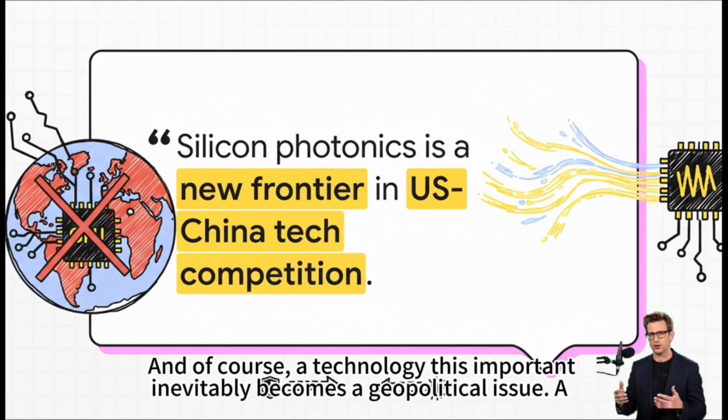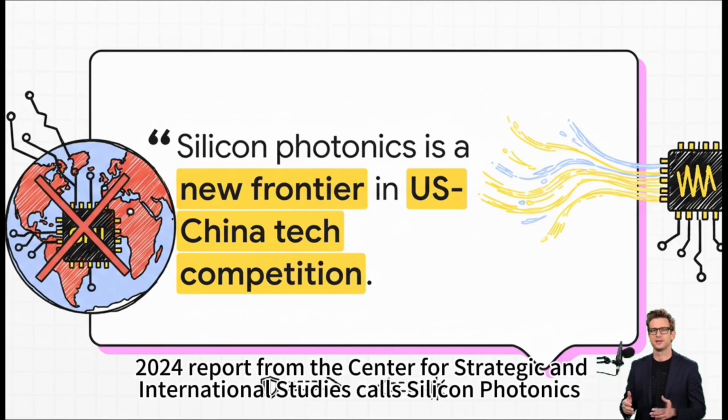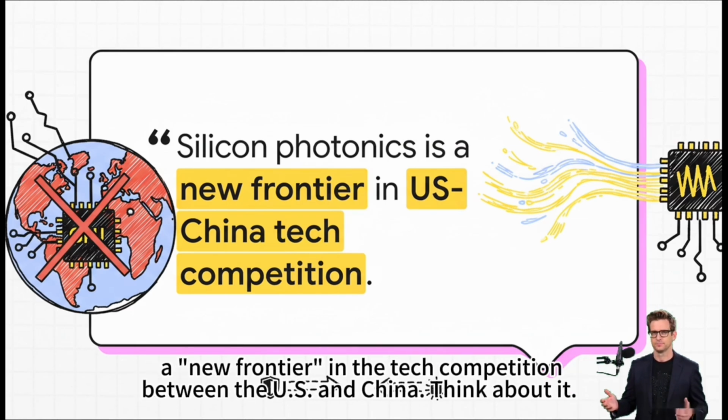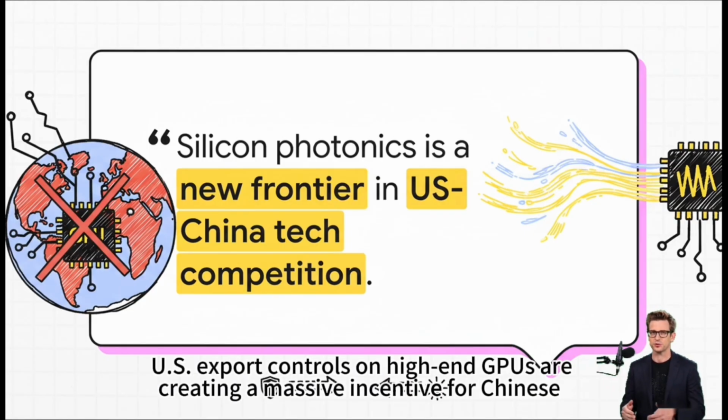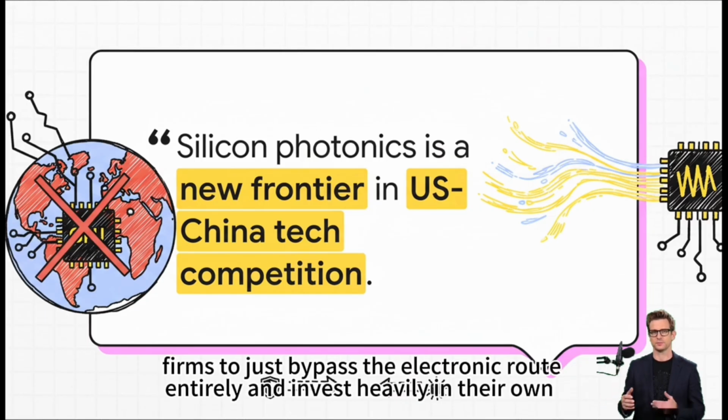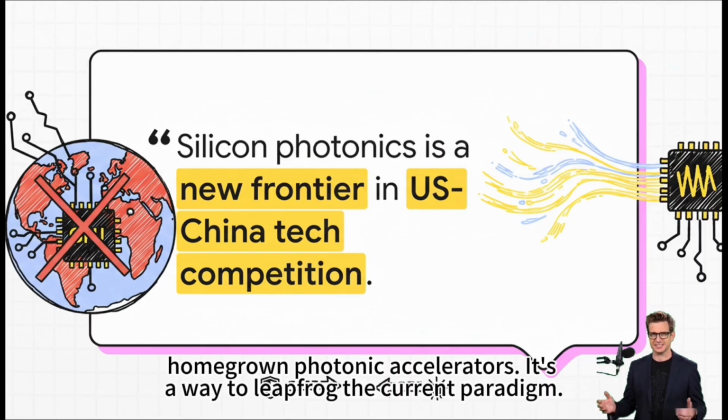And of course, a technology this important inevitably becomes a geopolitical issue. A 2024 report from the Center for Strategic and International Studies calls Silicon Photonics a new frontier in the tech competition between the US and China. Think about it. US export controls on high-end GPUs are creating a massive incentive for Chinese firms to just bypass the electronic route entirely and invest heavily in their own homegrown photonic accelerators. It's a way to leapfrog the current paradigm.